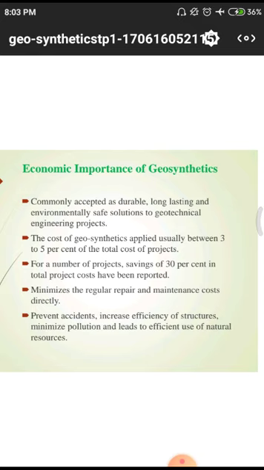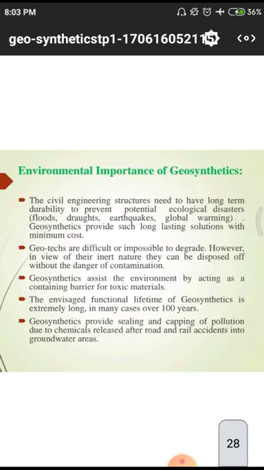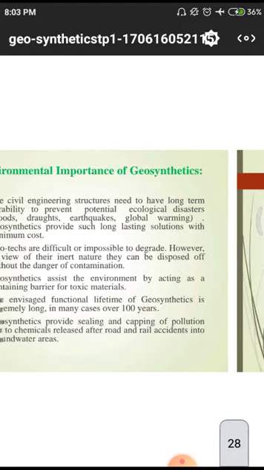If the structure is constructed, after a few days we have to go for repair techniques. In some of the cases we have to observe cracks and some chippings take place. Those will be avoided whenever we are using these kinds of arrangements, and it minimizes the regular repairs and prevents accidents. It increases the efficiency of structures, minimizes pollution, and leads to efficient usage of natural resources. And these are also some of the examples.